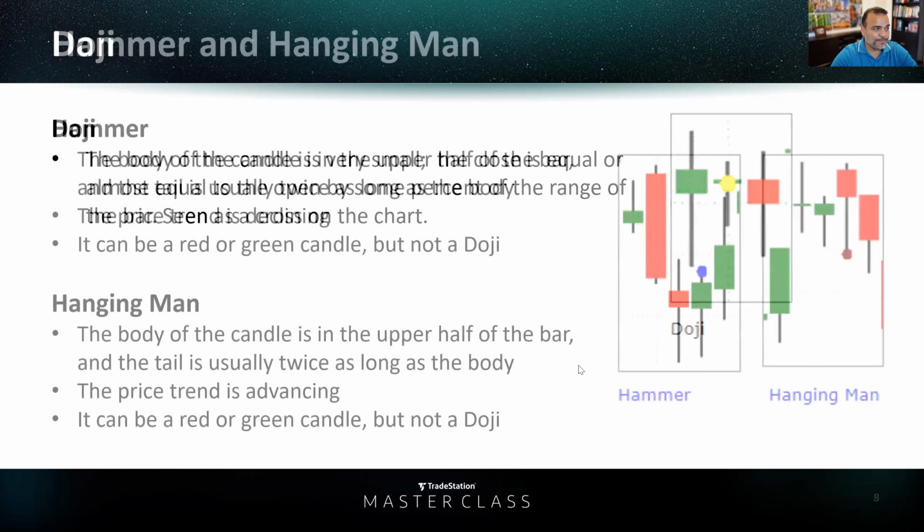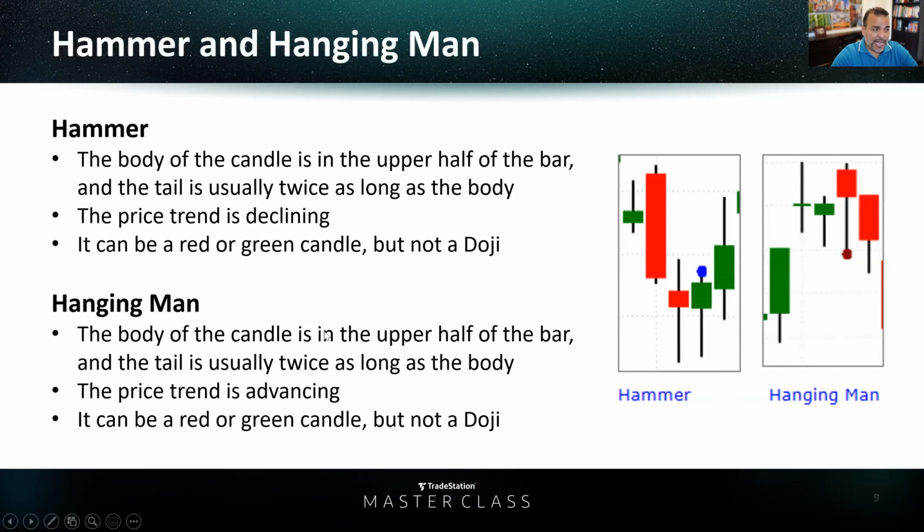So that's a doji. We have a hammer and a hanging man that are very similar. It just means that you have a real body that is closer to the upper half of the candle. So pretty much you have a real body with a long wick at the bottom. We see that reflected over here where the blue dot is, and we also see it reflected here where the red dot is. So the formation's the same. What happens is that the hammer is formed at a bottom and the hanging man is formed at the top. That's the difference between the two.